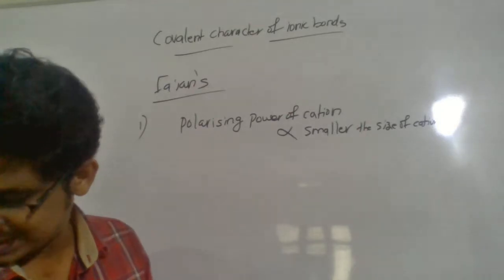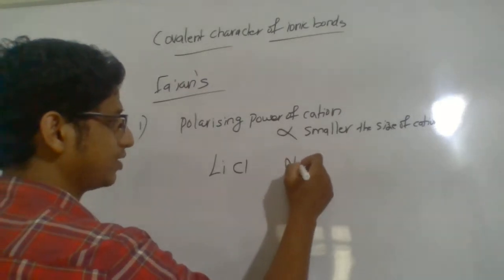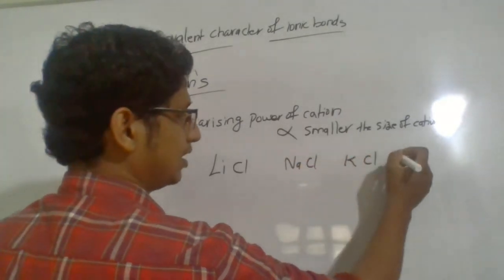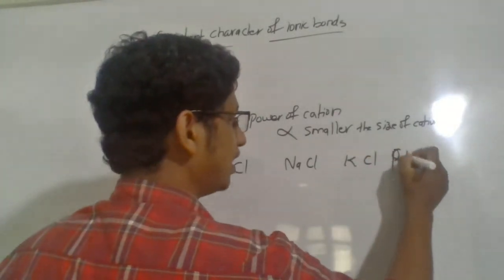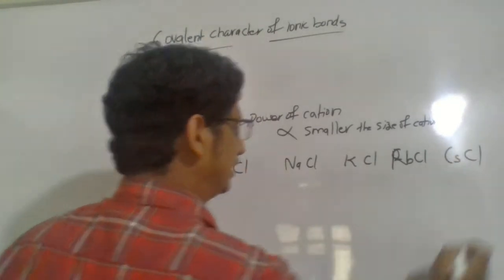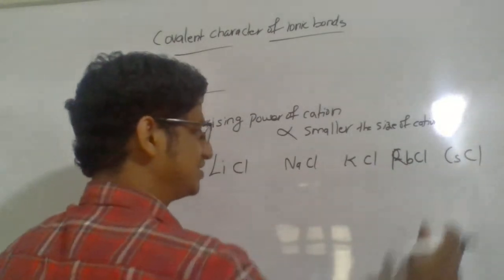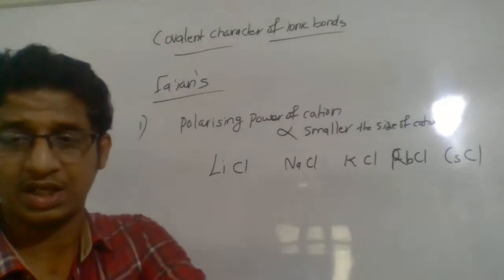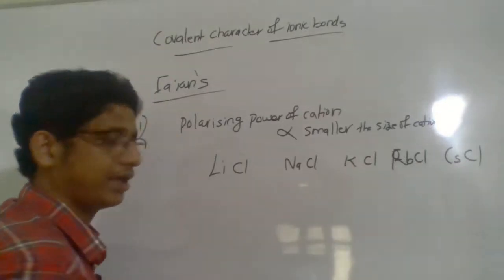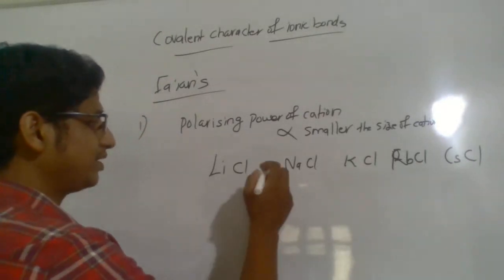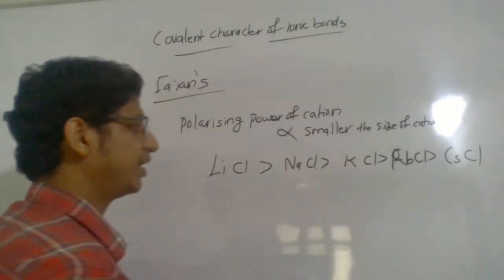Let us have an example. If you fix the anion, among lithium chloride, sodium chloride, potassium chloride, rubidium chloride, and cesium chloride, this is the increasing order of cation size, right? Lithium smallest, then followed by sodium, potassium, rubidium, cesium. The anion is fixed, chloride ion. So it is observed that the covalent character is greater for lithium chloride compared to sodium chloride, potassium chloride, rubidium chloride, and cesium chloride.